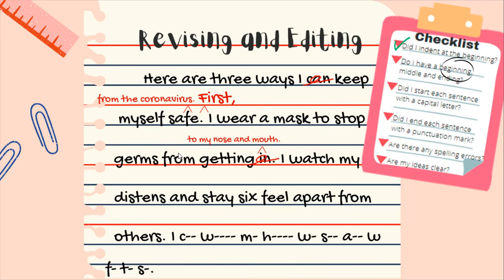I'm going to add in my transition word to help it stay consistent since I added the transition word first, and I'm going to read it out loud. Second, I watch my distance and stay 6 feet apart from others. Now, with the help and assistance from an adult like our teacher or our parent or guardian, they can help point out some spelling errors like the word distance.